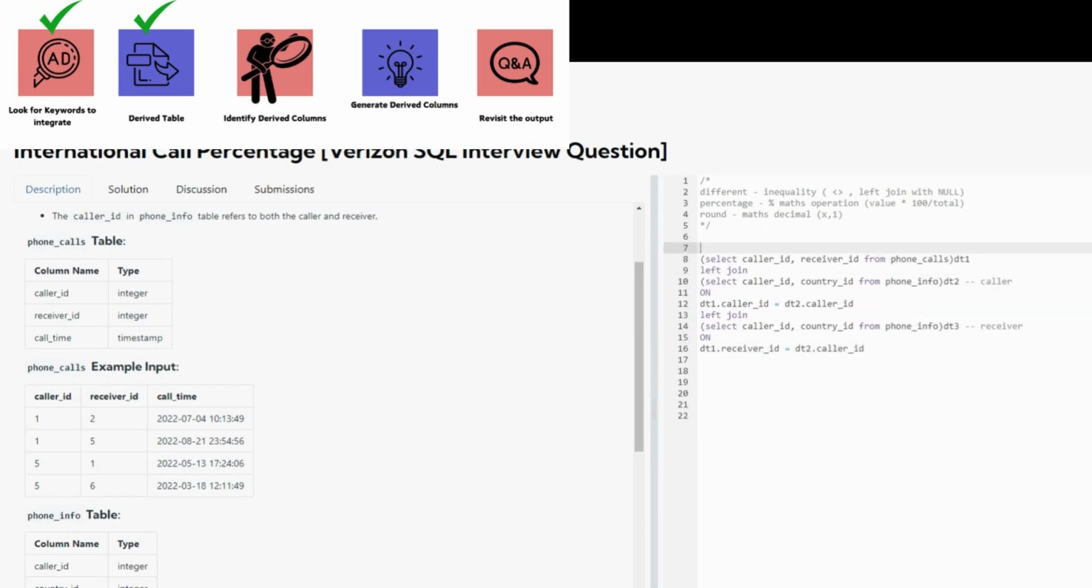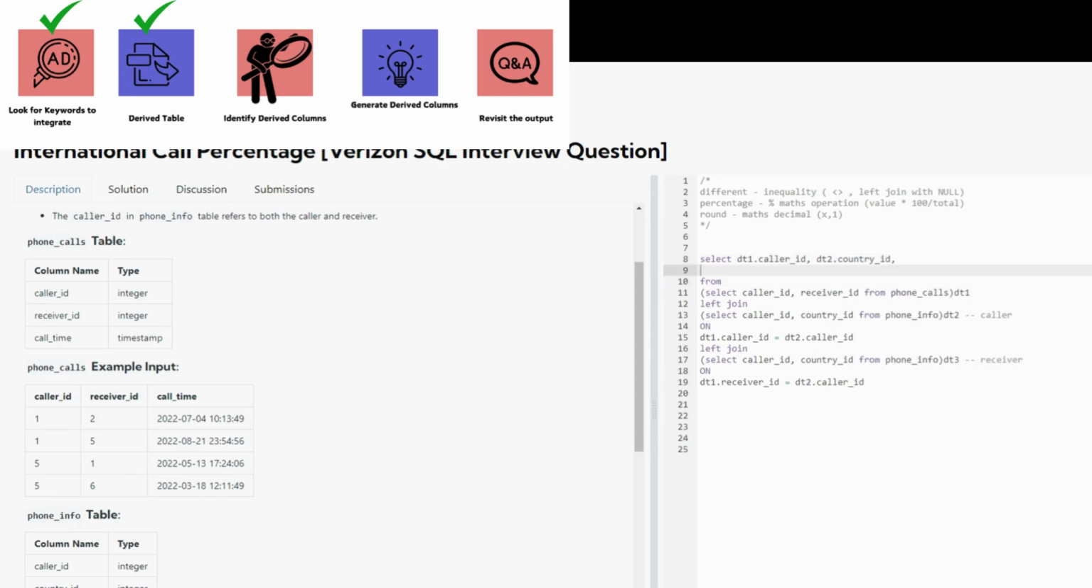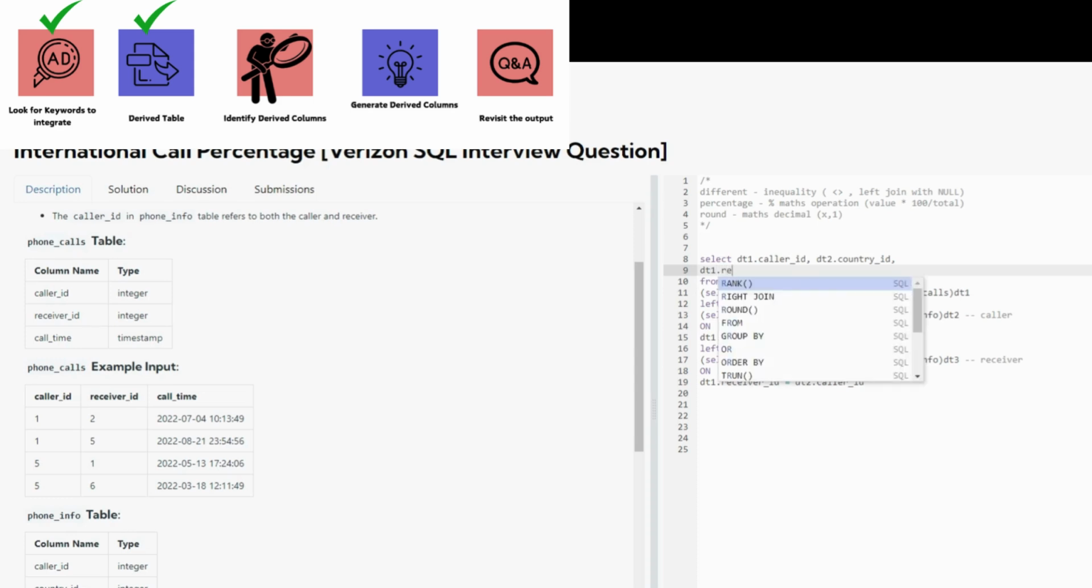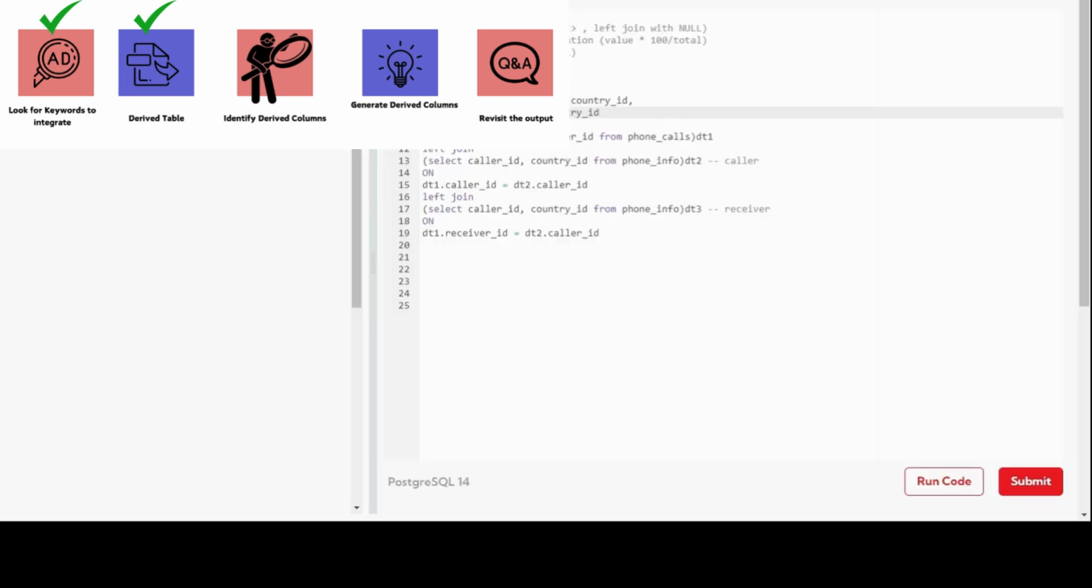What I will do is I'll just run a query to show you how the output looks like, and I will check some columns here. I'll pick some columns here, dt1 dot caller id, comma, dt2 dot country id because I want to see what is the country for the caller, and dt1 dot receiver id, and I will pick country id from dt3. So I have a caller and the caller country, and then I have the receiver and the receiver country. So I'll just run this code and show you how the output looks like.